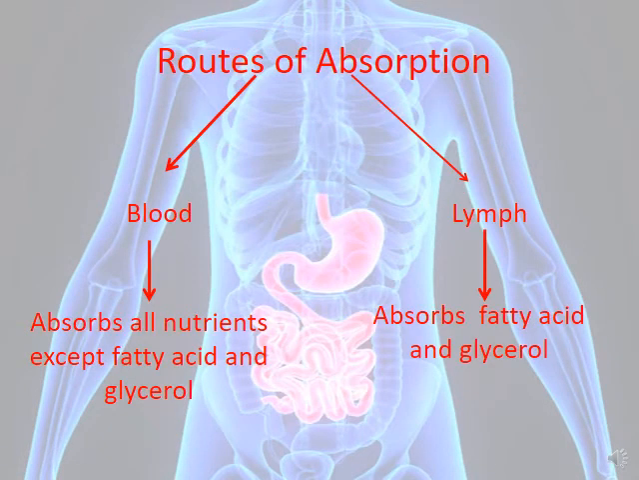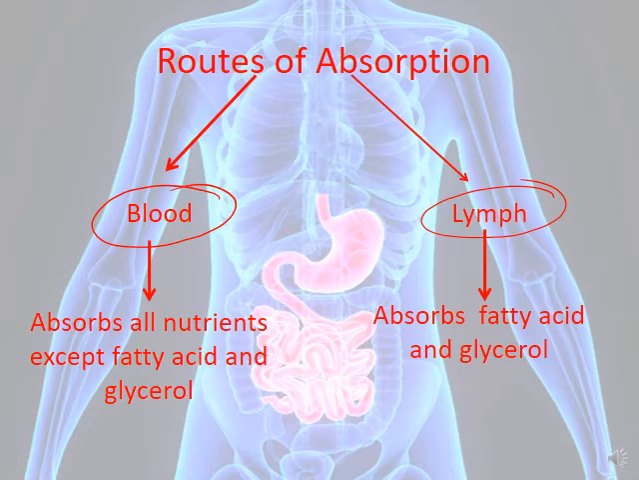You have to know that the routes of the absorption are either through the blood or through the lymph. Blood absorbs all the nutrients except fatty acids and glycerol. These fatty acids and glycerol are absorbed by the lymph. So the route is either blood or lymph: blood absorbs all the nutrients except fatty acids and glycerol, while the lymph absorbs fatty acids and glycerol.